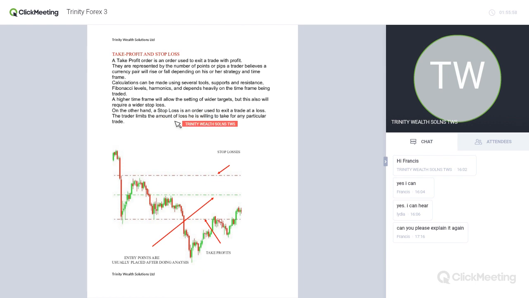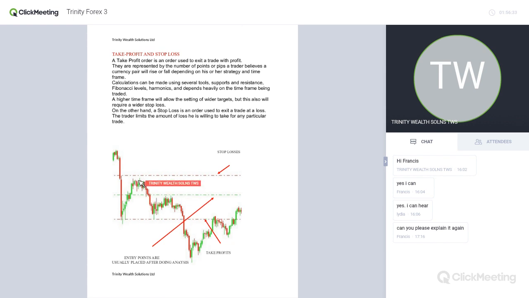The trader limits the amount of loss he is willing to take for any particular trade, all right? So if you're selling, stop loss is you determine how many pips you're willing to take as a loss, right? So you enter your trade, the trade is the green line. This is where you entered a sell, you sold. So you place your stop loss there. You're saying, just in case the market moves against me, this is the maximum number of pips I'm willing to take, right?